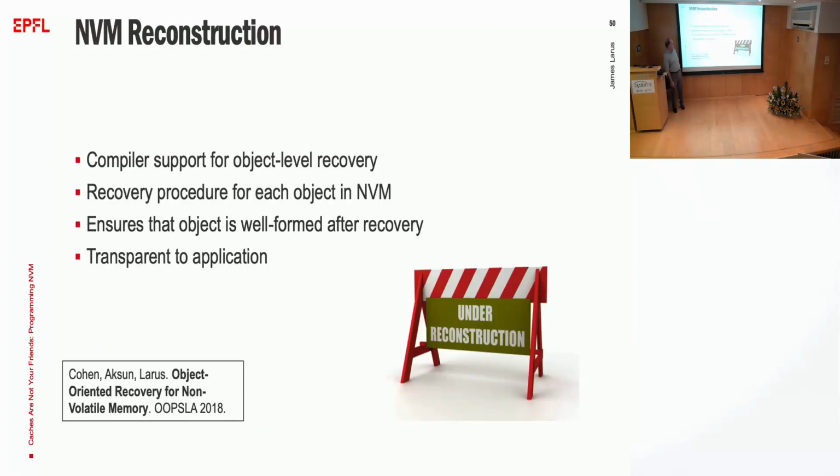So what we did is we said this is easy if you can change the compiler. So we're going to add some programming language support and some compiler support to deal with all of these problems. We're going to create a recovery procedure for each object. We're going to ensure that the object is well-formed after recovery, and we're going to make it transparent, so that when your program restarts, all of this will have been handled. Your code will not have to know that any of these problems might have occurred.